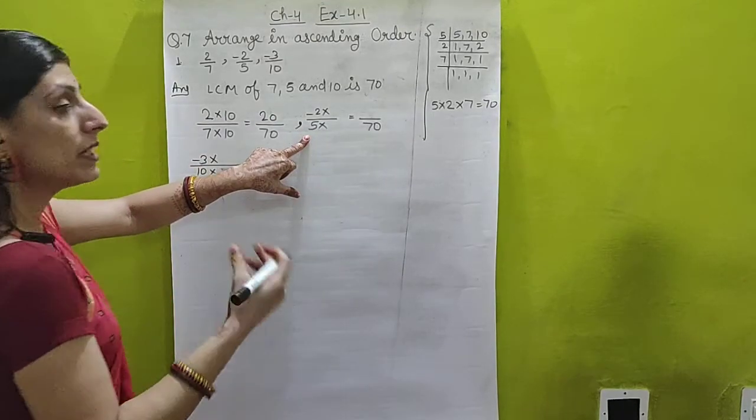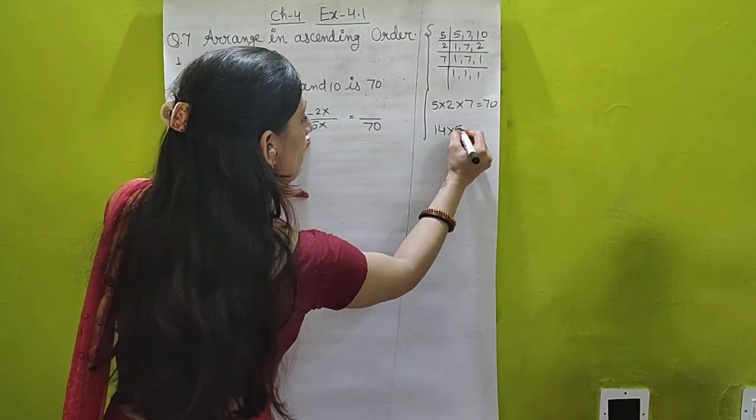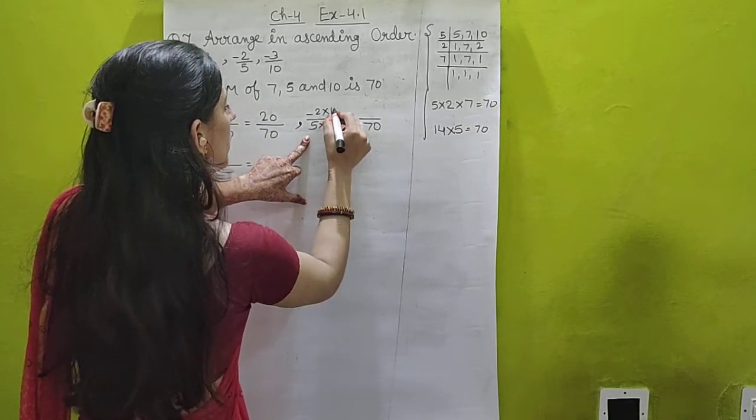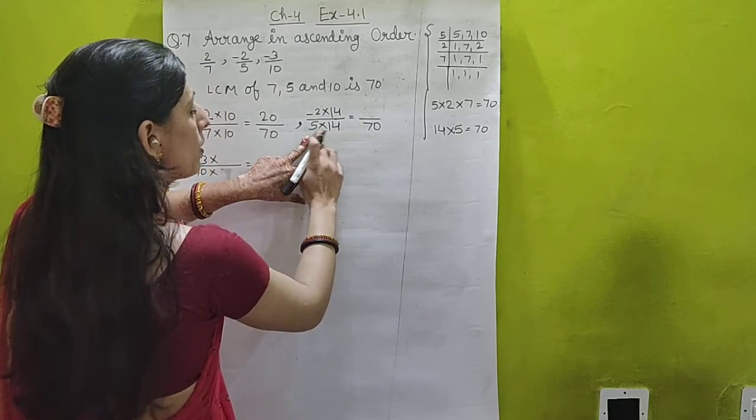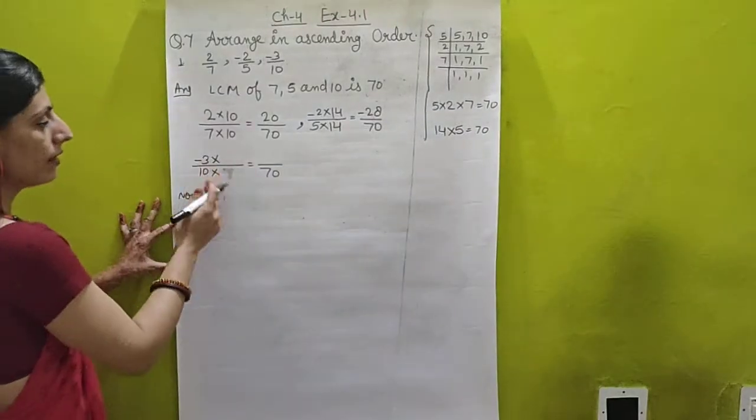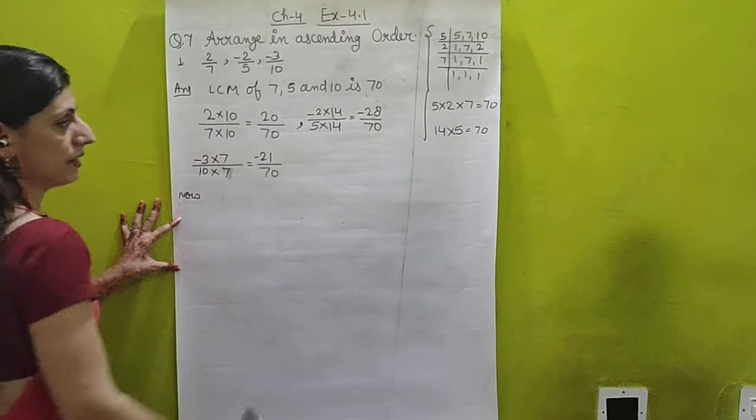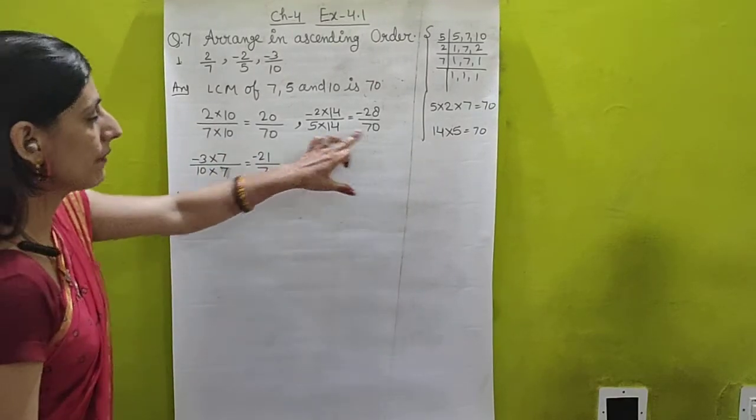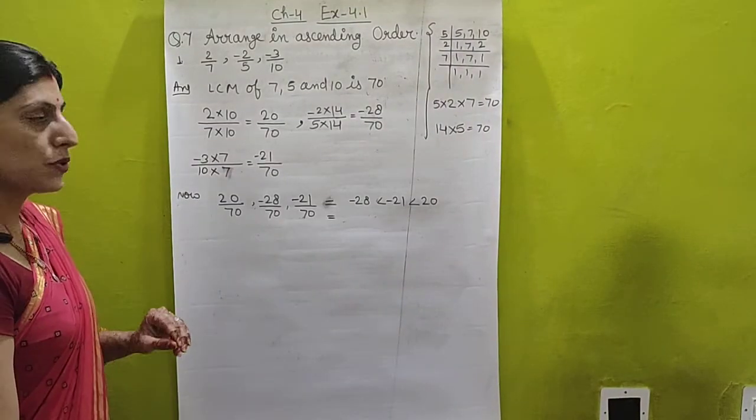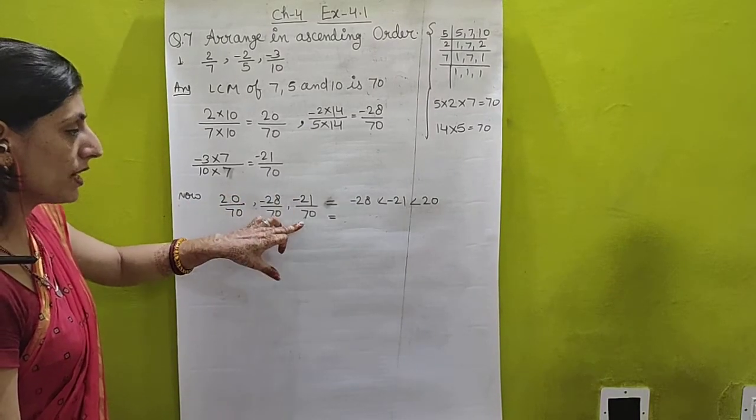Now here students, 5: which number do we have to multiply with 5 to get 70? 14 fives are 70, so here you have to multiply with 14. 14 twos are 28, and the minus sign will come as it is. Here this is very easy. 10 multiply 7 is 70, and 3 multiply 7 is minus 21. Now students, you can see all the denominators are 70, the same. Now 20 upon 70, minus 28 upon 70, minus 21 upon 70.